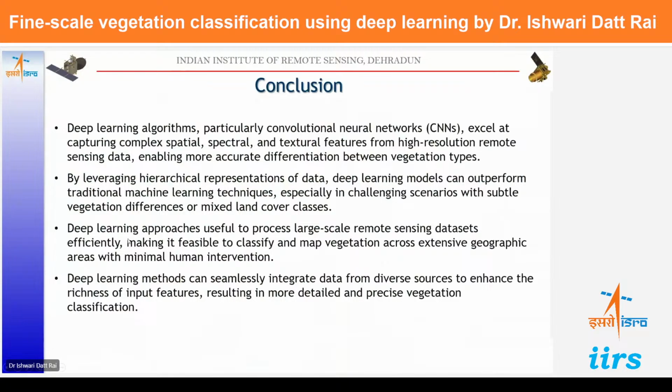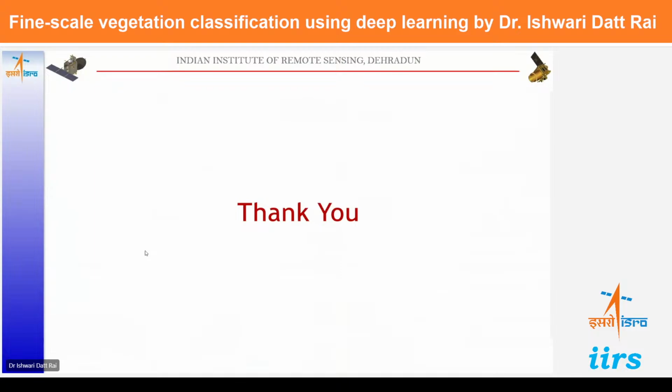And these learning methods can seamlessly integrate data from diverse sources also, like if you have multiple satellite data of multiple resolutions, those can be integrated and used for the classification and mapping of these complex vegetation patterns in any size of landscape on the ground. So this is one example of how we can use deep learning in vegetation mapping.